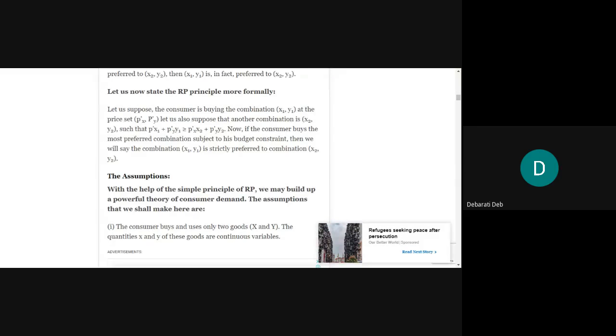The entire price of this first combination should be greater than or equal to the second combination, px x2 plus py y2. It should not be less, but it can be either greater or equal. We are considering two combinations: one is x1 y1 and one is x2 y2. Suppose these prices are the same for now, and we are saying that the total price of the first combination is more than the total price of the second combination.